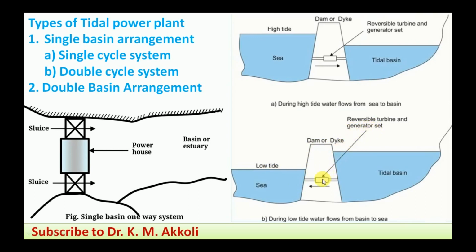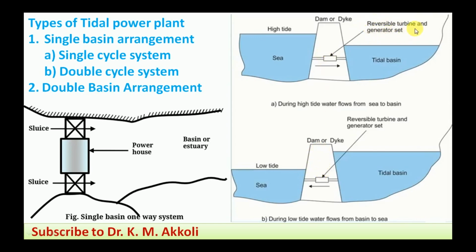The turbine will be put on, and the water in the tidal basin is allowed to flow through the turbine. Then the power generation will take place, and this difference, what we call the tidal range, is the head available for power generation. And here we can use either sluice gates or a reversible turbine also.